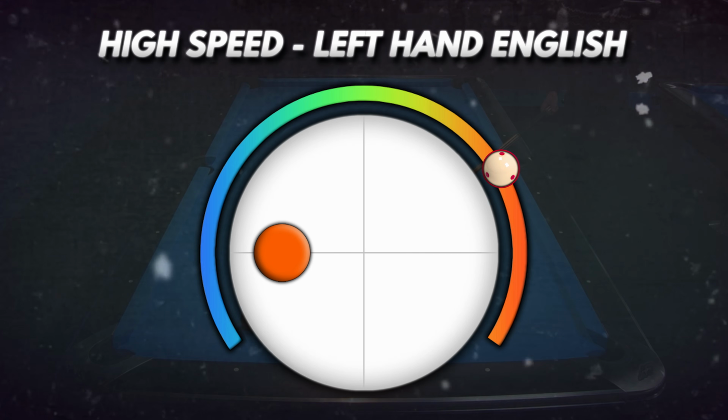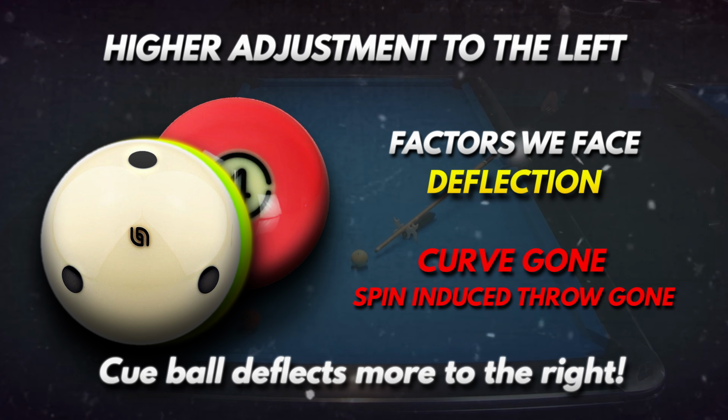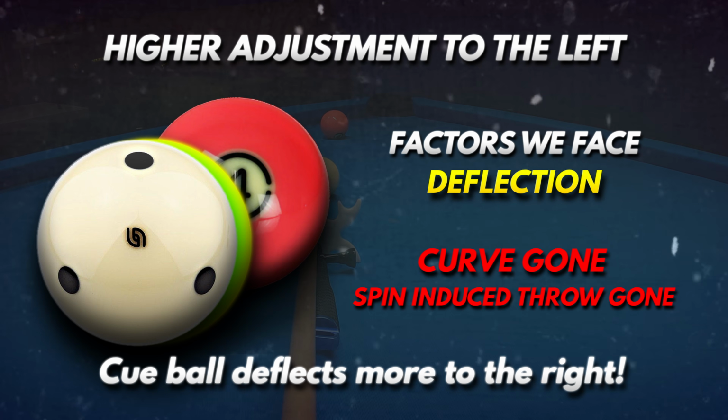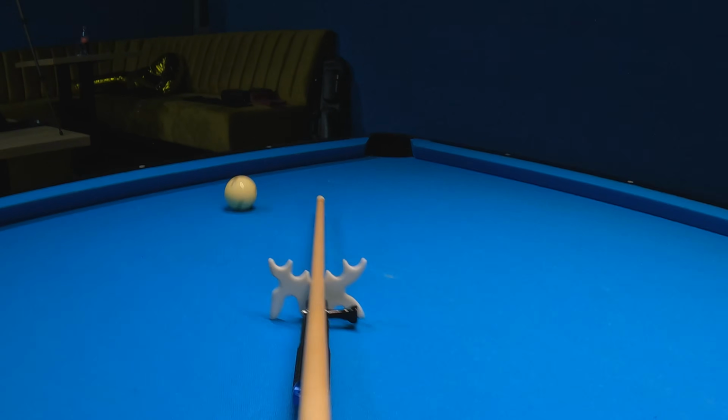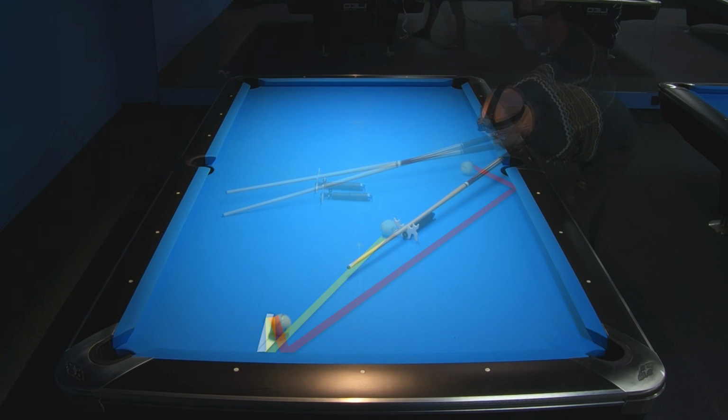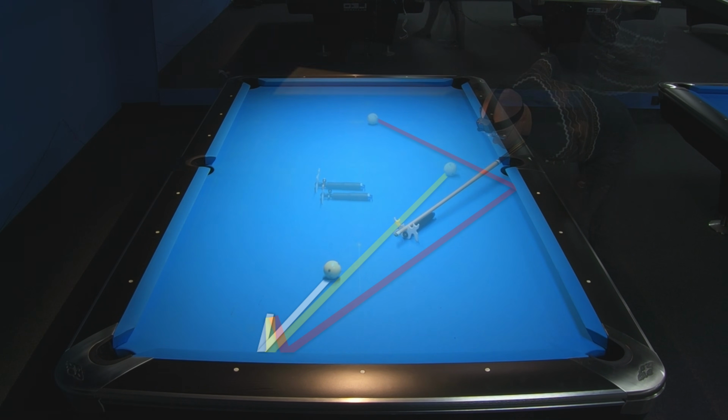If we apply high speed to the cue ball, then our adjustment should be larger, because the cue ball deflects more than before. And this time the cue ball bounces off the short rail at a bit higher angle than before, but the difference between shots is not significant.